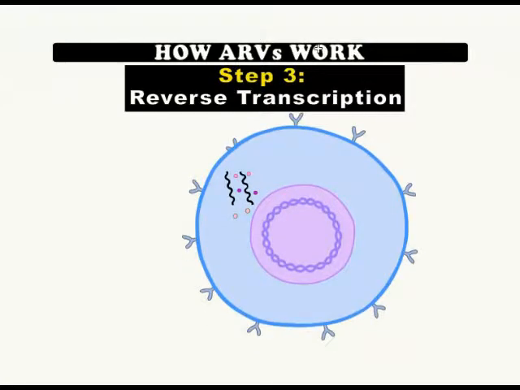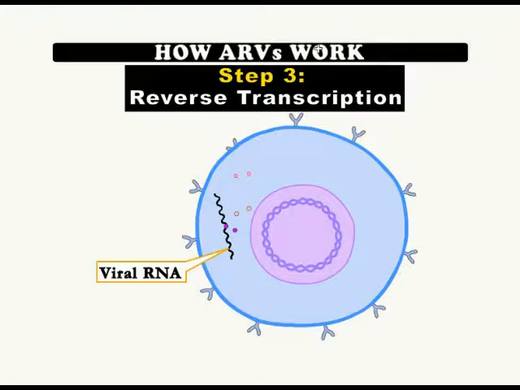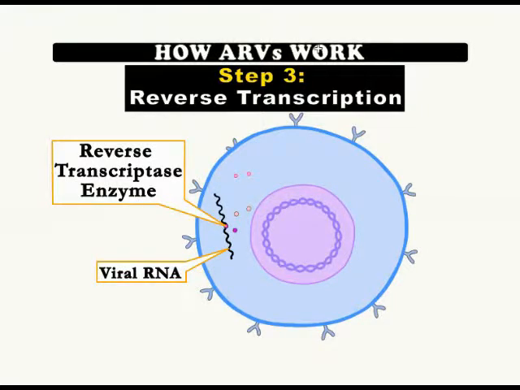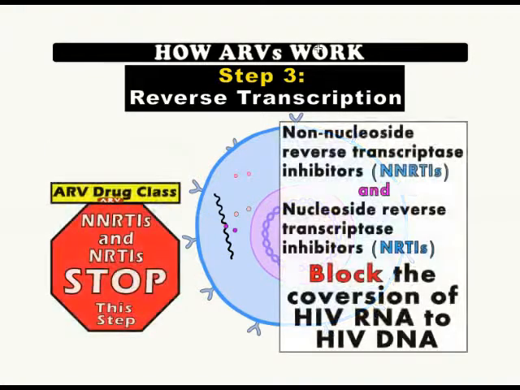The third step of HIV life cycle is known as reverse transcription, where the enzyme reverse transcriptase converts the viral RNA into a viral DNA. ARV drug class known as NNRTIs and NRTIs stop this step.